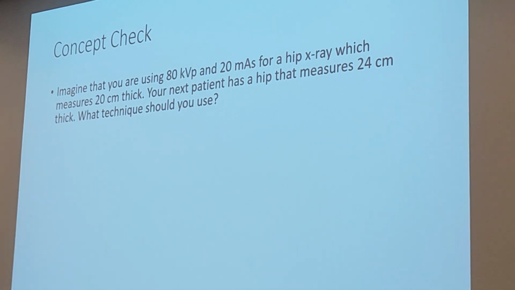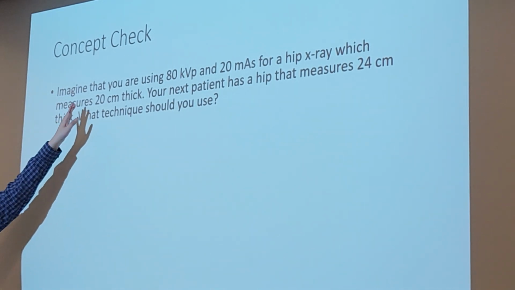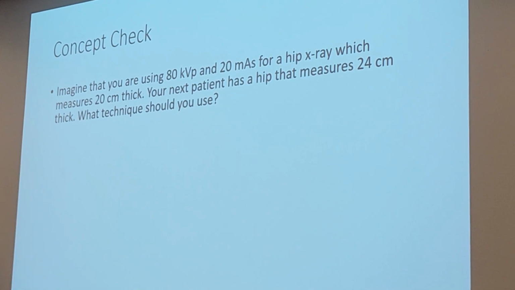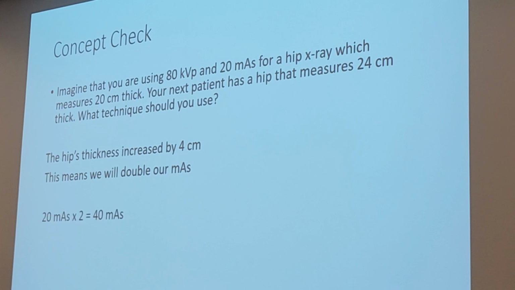All right, so imagine we've got a hip X-ray, 80 kVp, 20 mass. Okay, hip is 20 centimeters thick. Next patient, you measure the hip, 24 centimeters. What do you think needs to happen to our technique? Good. That's right. It went up by 4 centimeters, so we just times the mass by 2. Perfect.